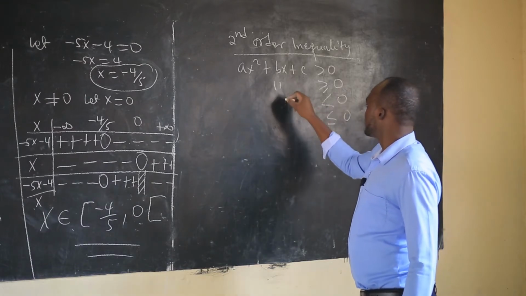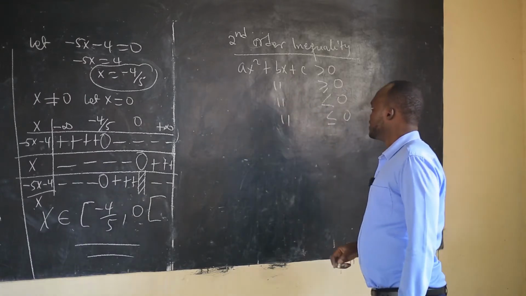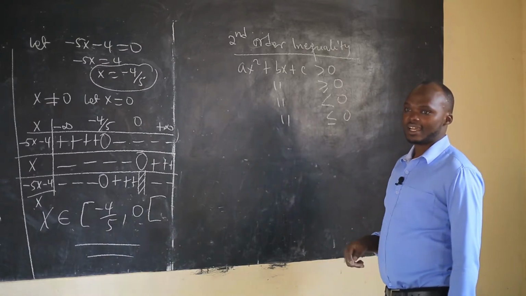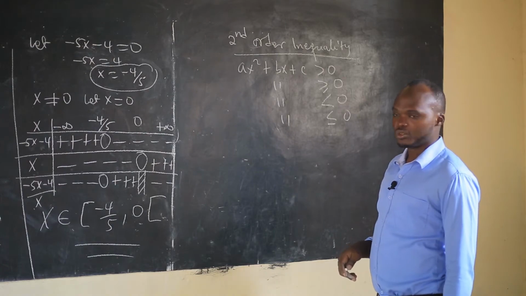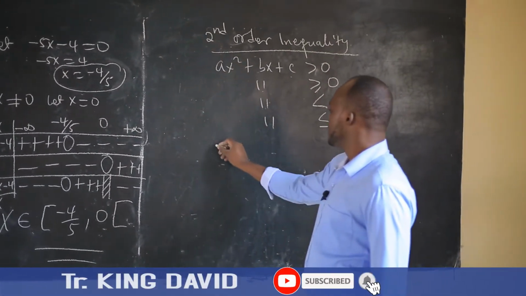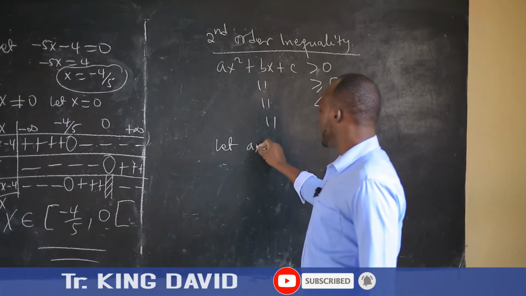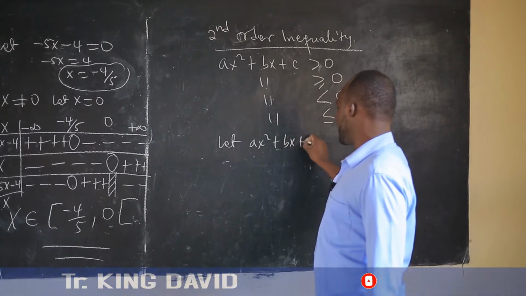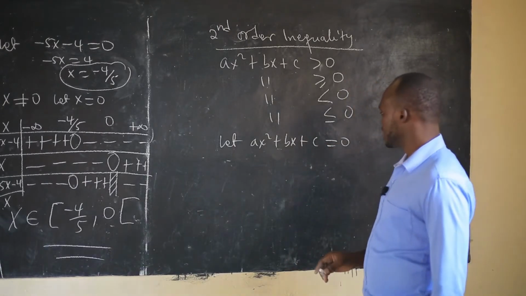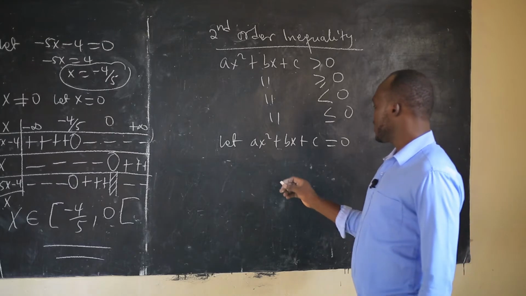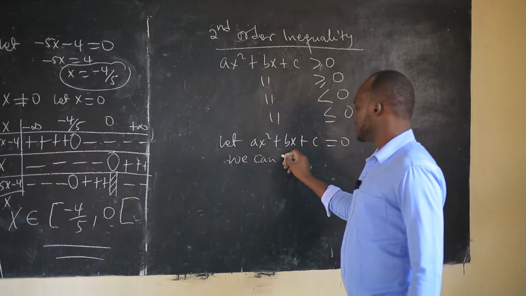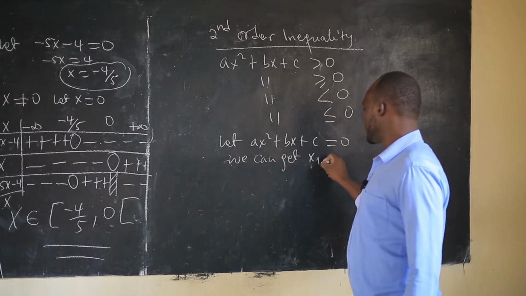So here we have the same equations. Now, how can you solve that inequality of degree 2? What we do, they have the same procedure. We just let ax squared plus bx plus c equal to 0 in order to get the roots of that equation. So here we can get x1 and x2.